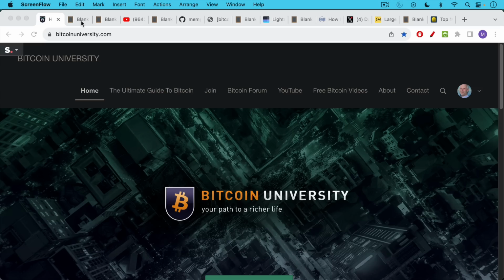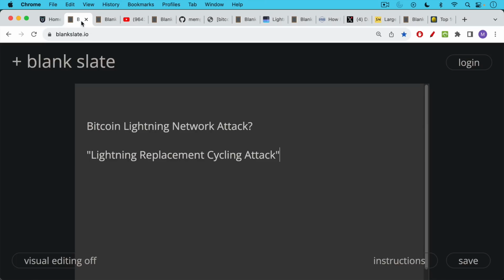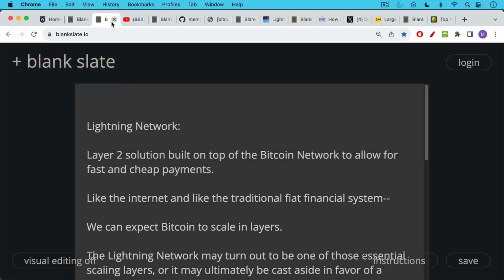This is Matthew Kratter from Bitcoin University, and today I wanted to talk about a certain kind of Lightning Network attack that a lot of you have been asking about. It's called the Lightning Replacement Cycling Attack.